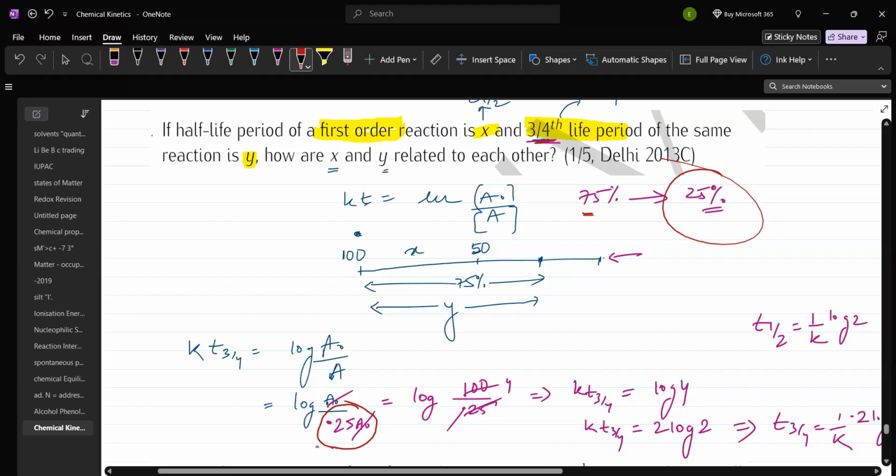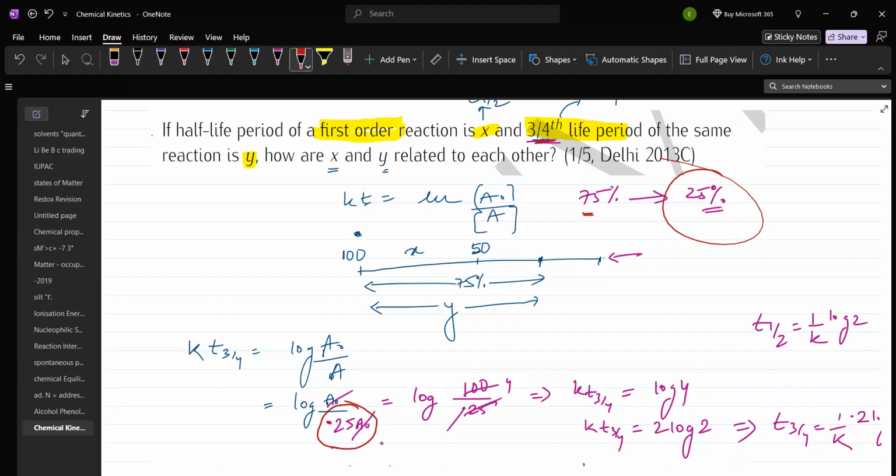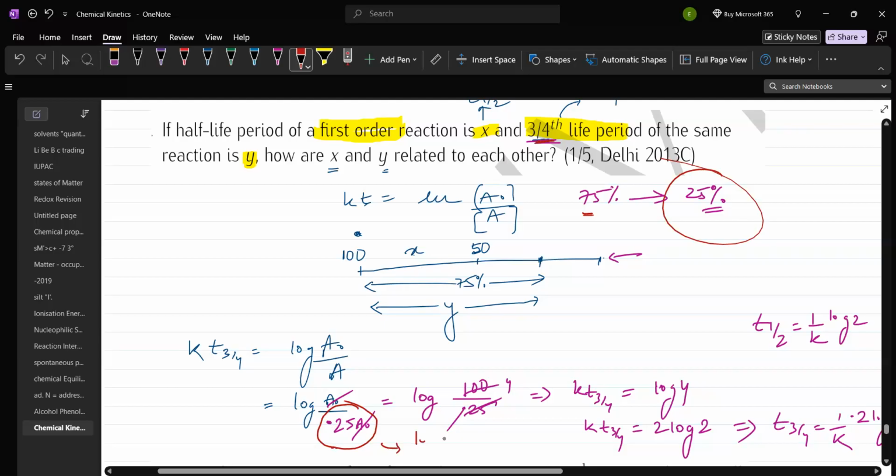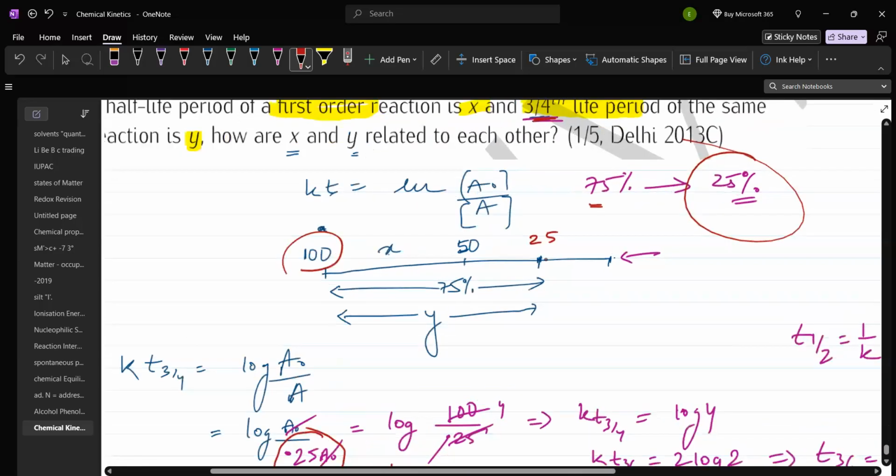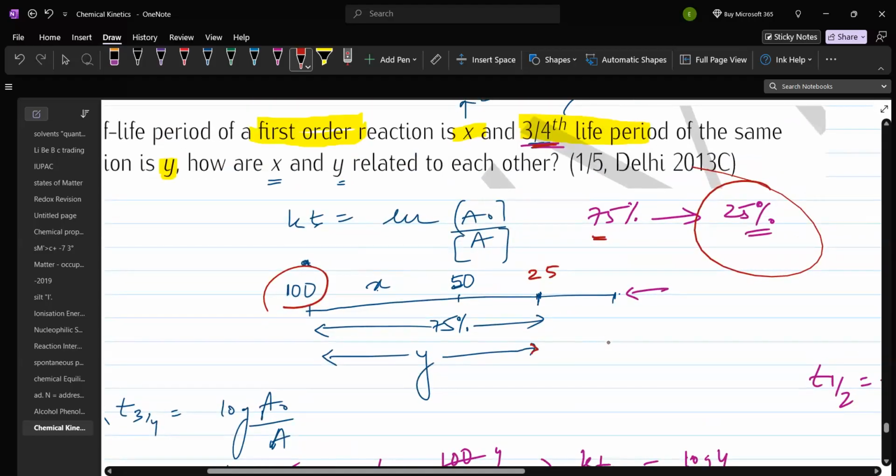Yes, sir. Or alternatively you can use log 100 upon 25. Same answer. ठीक है? If you have taken this 100, so obviously this one will be 25. Yes or no? Yes, sir. 25% is left. ठीक है?